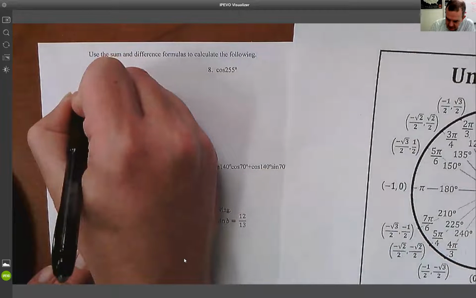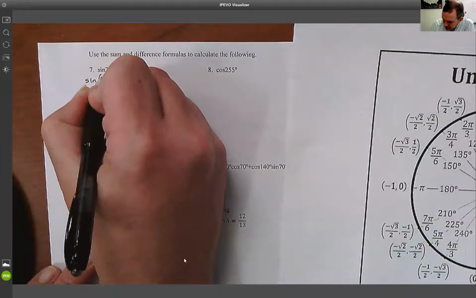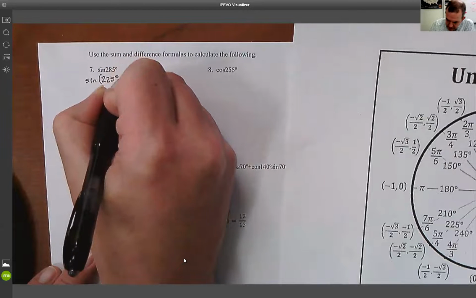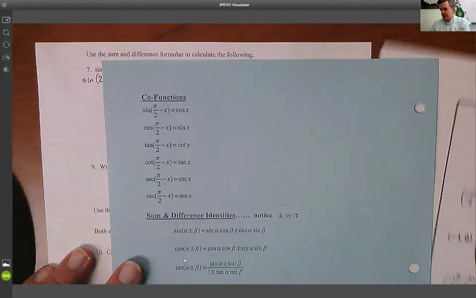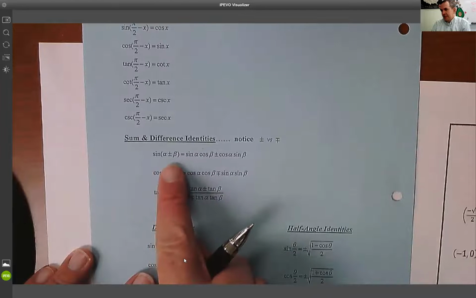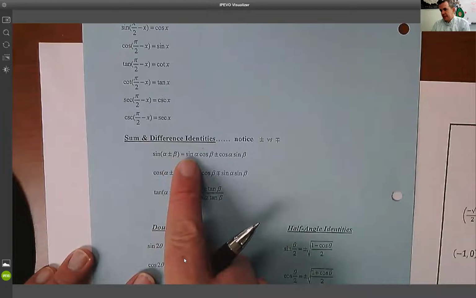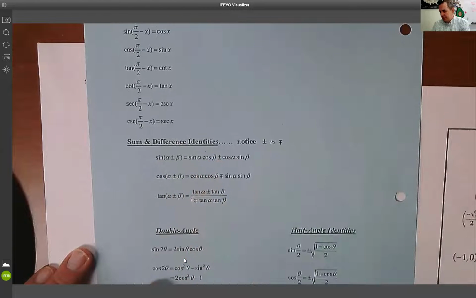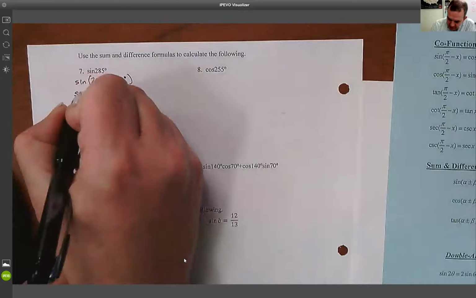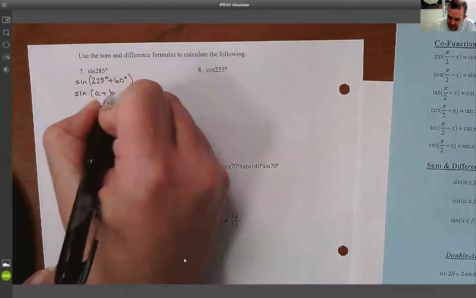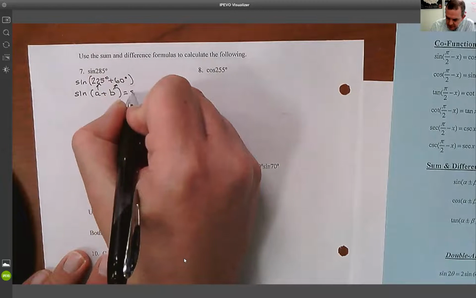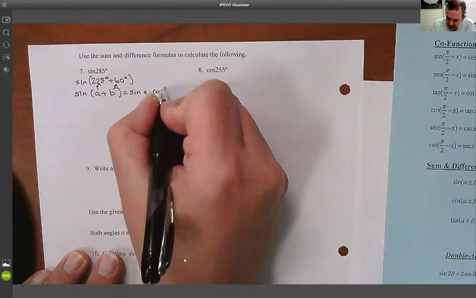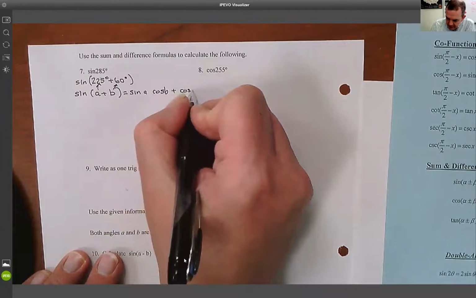So this is the same as sine of 225 degrees plus 60 degrees. And now I'm going to use the backside here. I'm going to look at my sines and the sine of the sum. Sine of a plus b is sine a cosine b plus cosine a sine b. So this is basically sine of a plus b, where a is 225 and b is 60. So this becomes sine a cosine b plus cosine a sine b.